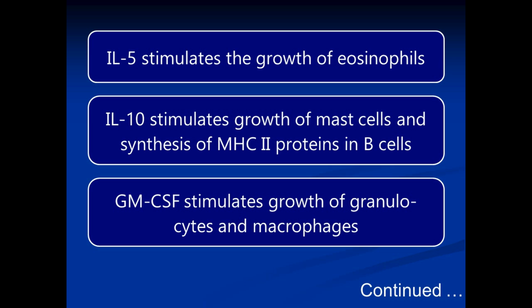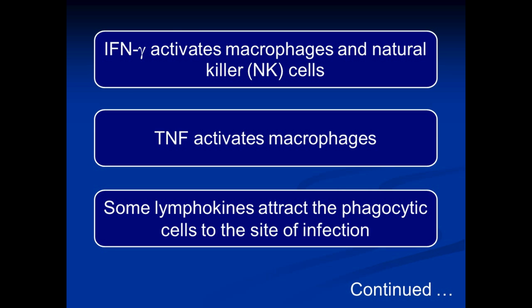GM-CSF stimulates the multiplication of granulocytes and macrophages. Interferon gamma activates the macrophages, and it also activates the natural killer cells or NK cells. Tumor necrosis factor also activates the macrophages, and some of the lymphokines attract phagocytic cells to the site of the infection.